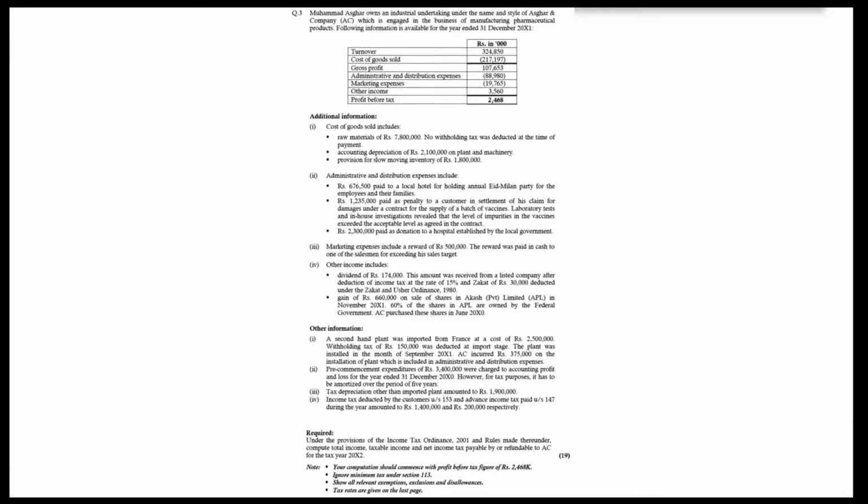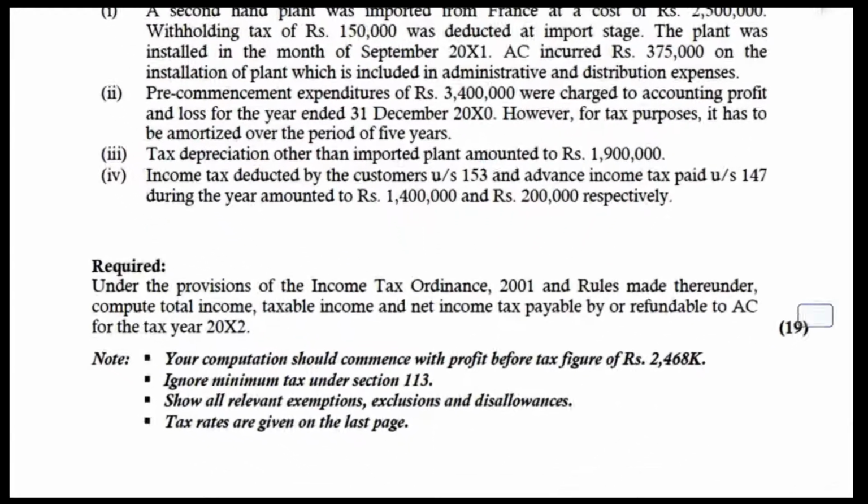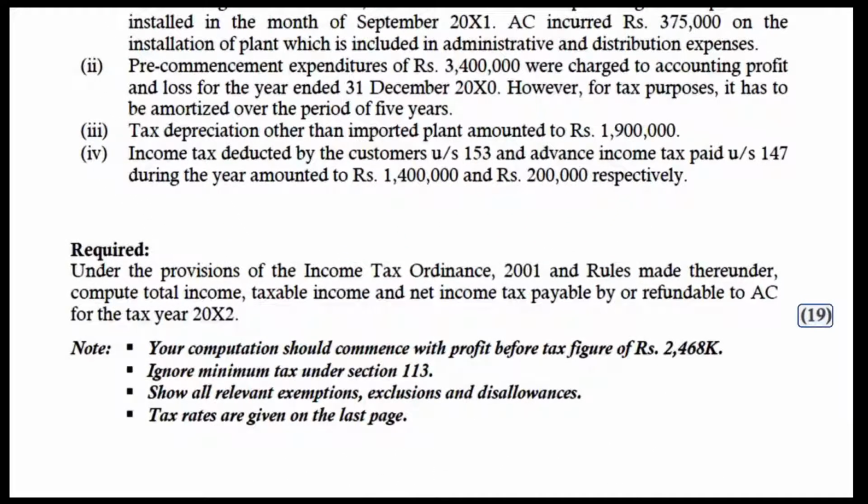The question is of 19 marks. So you should be able to solve it under 35 minutes. Have a look at requirement of question. You are required to compute 3 items: total income, taxable income, and tax payable or refundable. A very important instruction by the examiner is that you are not required to compute minimum tax.